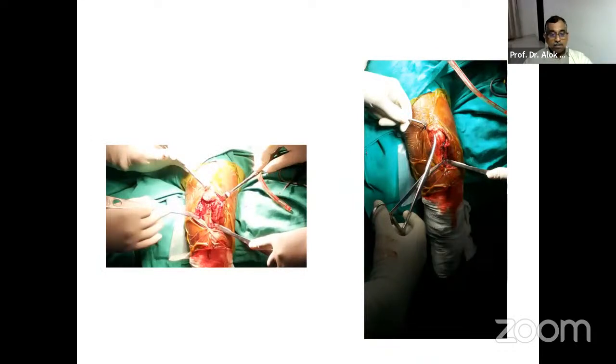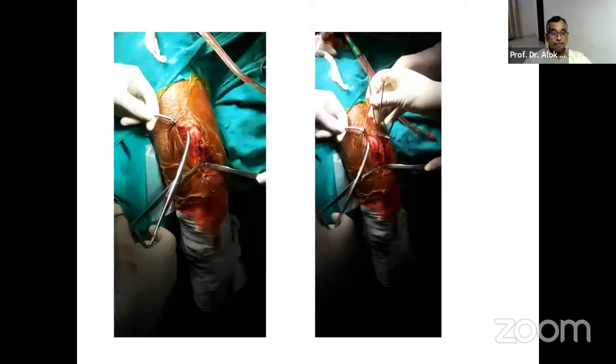To go for minimal dissection, we are using thin Bowman retractors to take a pointed reduction clamp into the hole that you have made, and you hold the fragment into position. You can confirm this under fluoroscopy. Then you pass the wire straight, crossing the fracture site into the coronoid.